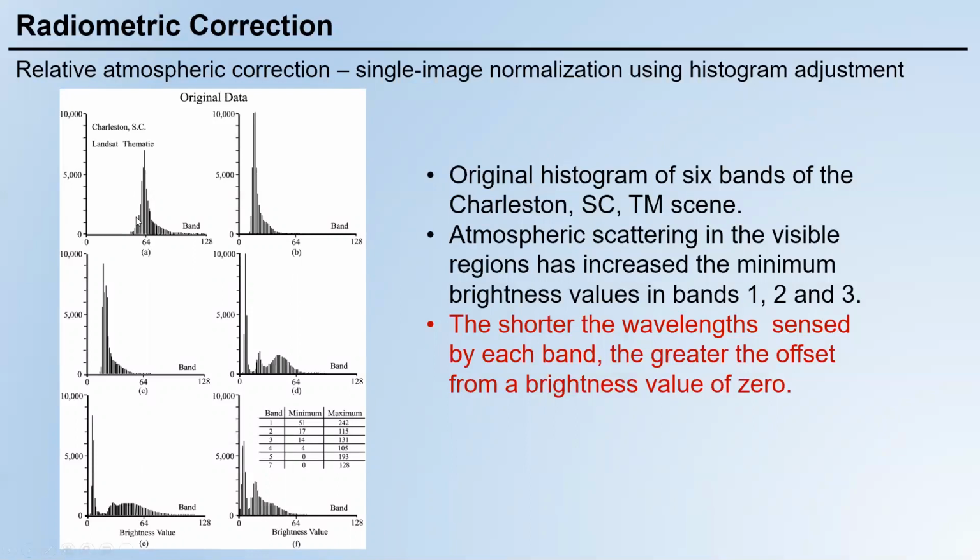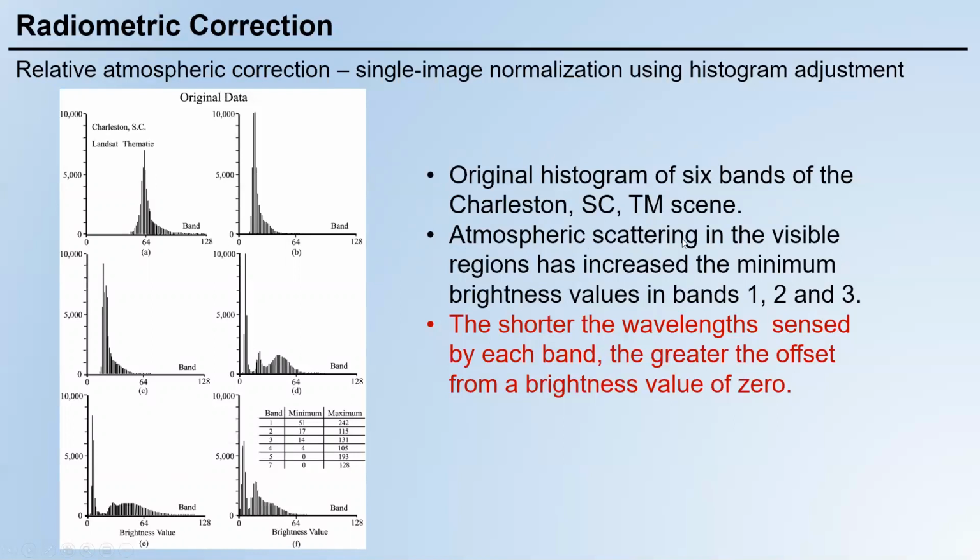Here we can say the highest frequency happens at a pixel value of 64, which means that 64 is the winner in terms of the number of pixels that have 64 as the brightness value. So horizontal axis, brightness value, and vertical axis is simply the frequency of pixels. Okay, so these are the original histograms of 6 bands of the Charleston scene: bands 1, 2, 3, 4, 5, and 7.